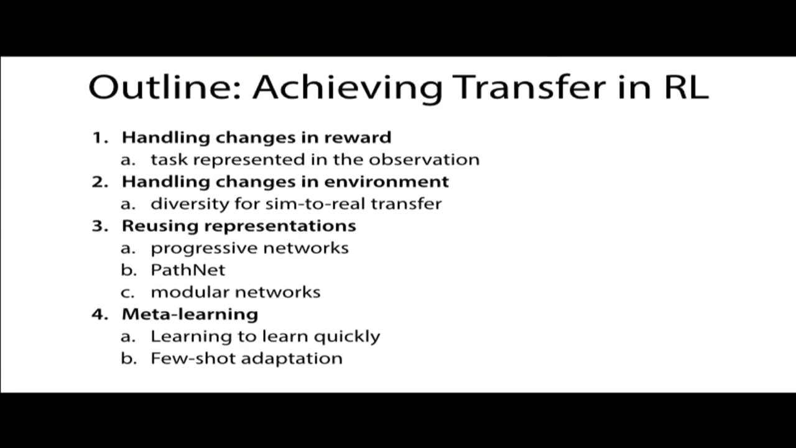So how do we achieve good transfer? I'll be talking about a number of different approaches under 4 main themes in this lecture. First, how we can handle changes in the reward function by passing in a representation of the task. Second, handling changes in the environment and the importance of diversity. Third, using representations for effective transfer. And lastly, I'll cover some topics in meta-learning, which Sergey discussed a little bit in the previous lecture, but I'll go a bit more in depth.